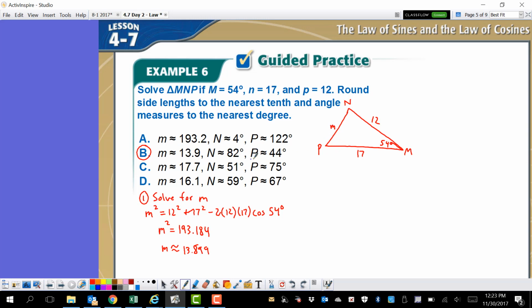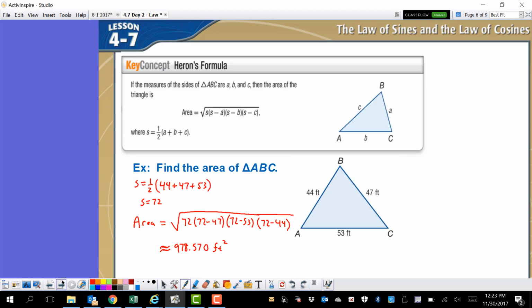You know what the answers should be. I did not do that because it was unnecessary based on the question that was asked. So the next thing that you're going to learn about is Heron's formula.